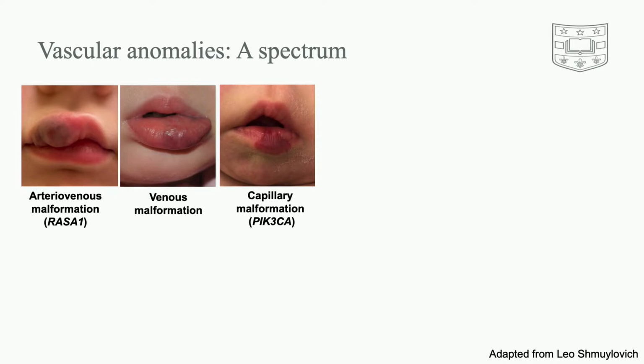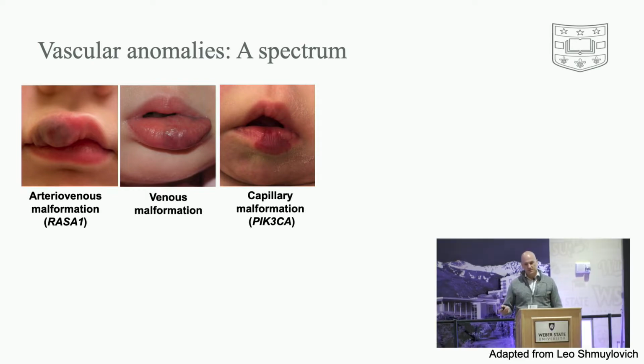In the middle was a venous malformation. We didn't do any genetics on that one. And then on the right was a capillary malformation that had a somatic PIK3CA mutation. That might all sound a little Greek right now. The reason that matters is that the patient with the RASA1 mutation needs to have screening because they're at a higher predisposition of having AVMs throughout the brain and spine.